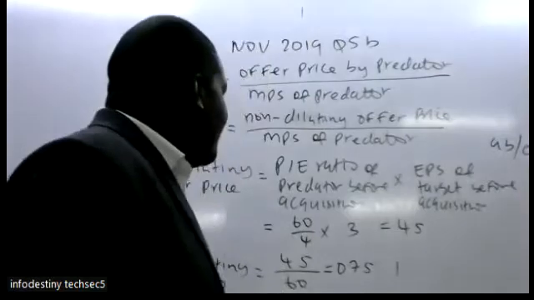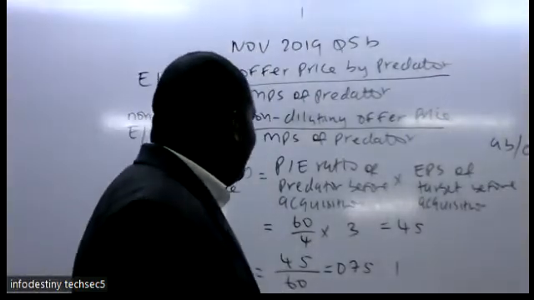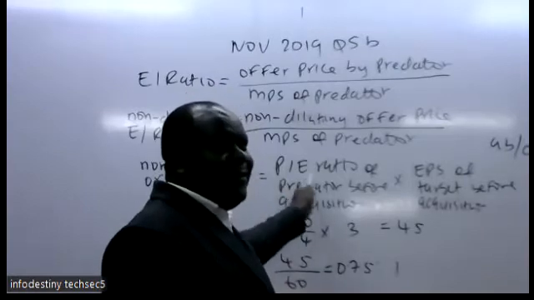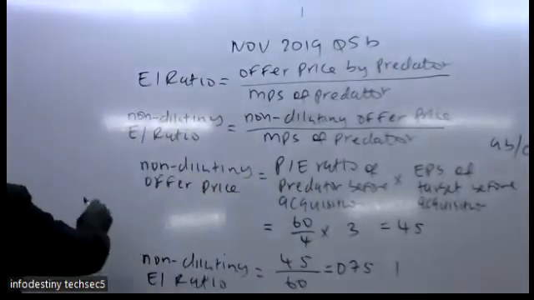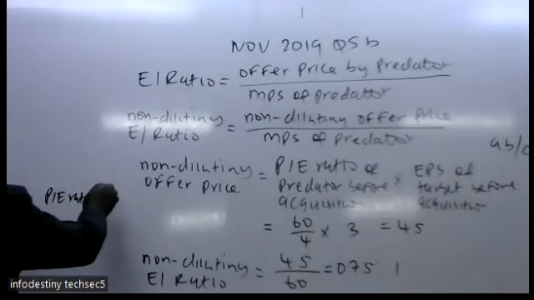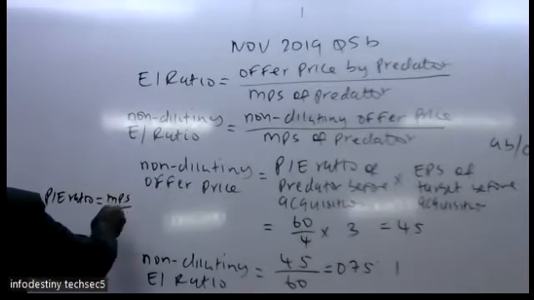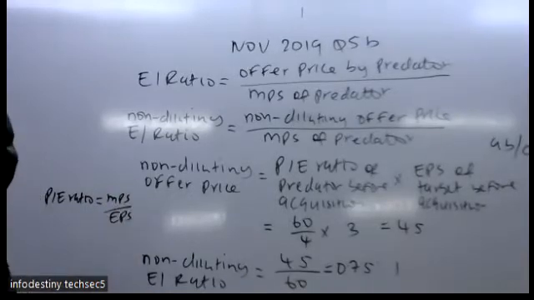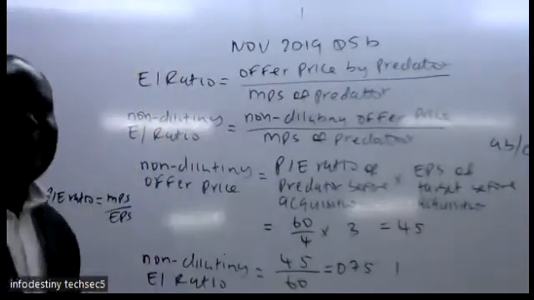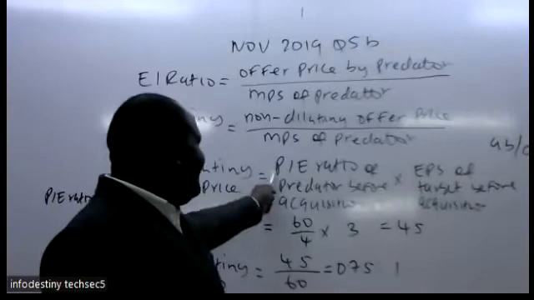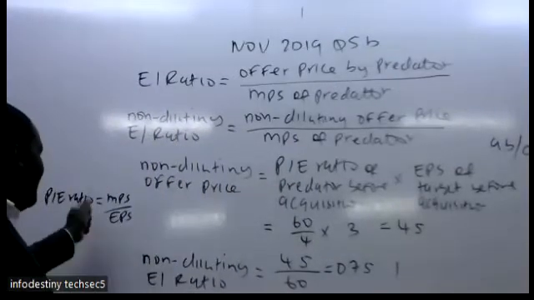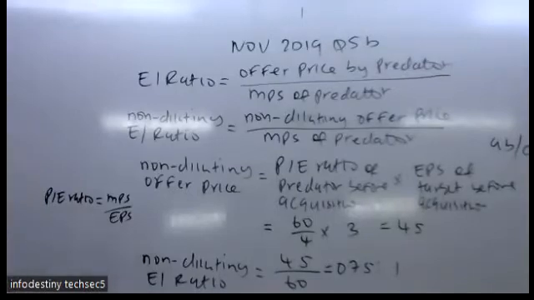60 divided by 4. Yield price earning ratio. And prepare the formula for price earning ratio in your notes. So you know this formula. Maybe somewhere you have written it. You have to put the yield price earning ratio. It is simply market price per share divided by the earning per share.